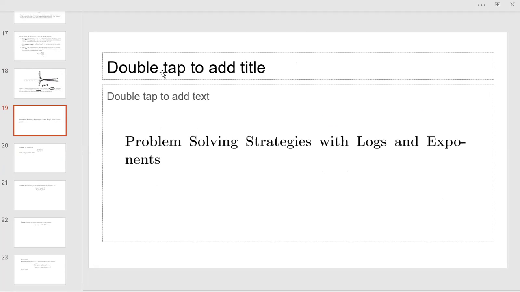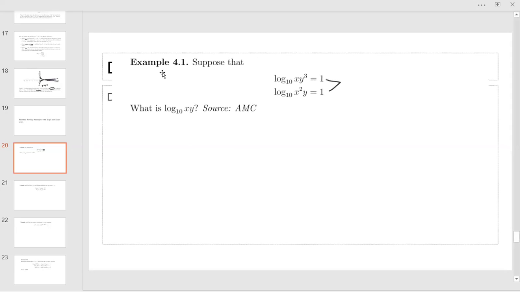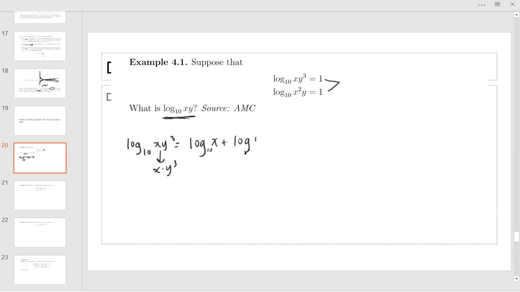Finally, we'll go over some problem-solving strategies. We have this example: two equations in x and y, and you want to find the log of xy base 10. We can split the first equation up as x times y cubed. So this is log of x plus log of y cubed. We can pull the 3 in front, getting log x base 10 plus 3 times the log of y base 10, and this is equal to 1.